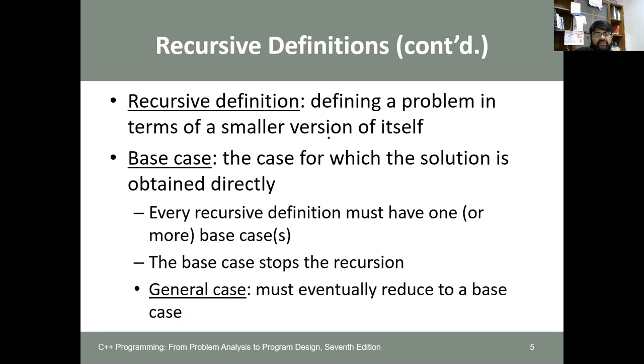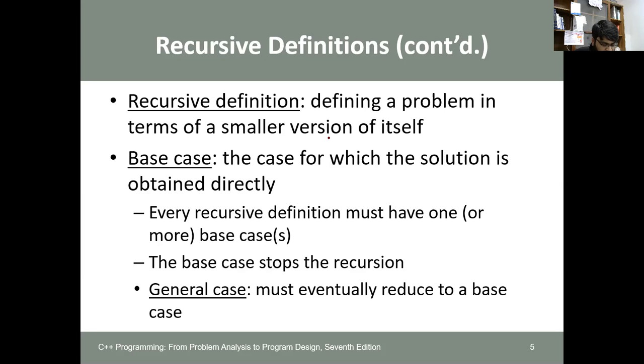A recursive definition is to define a problem in terms of a smaller version of itself. Whenever you try to define a problem, there's a given problem, and you say that if you give me the solution to a smaller sub-problem, of the same type, then I can define the problem in terms of it and give you the solution of the larger problem, the problem that you're asking me to solve.